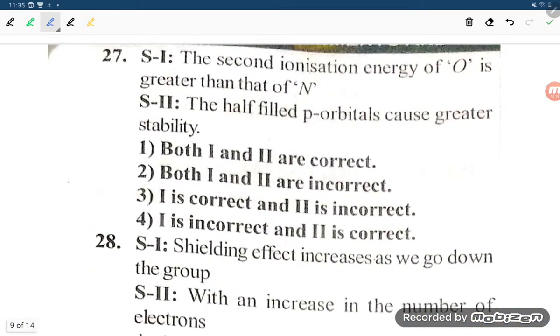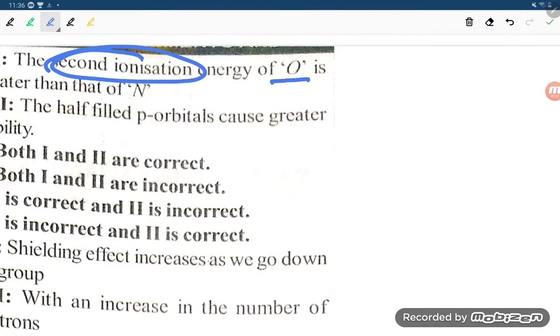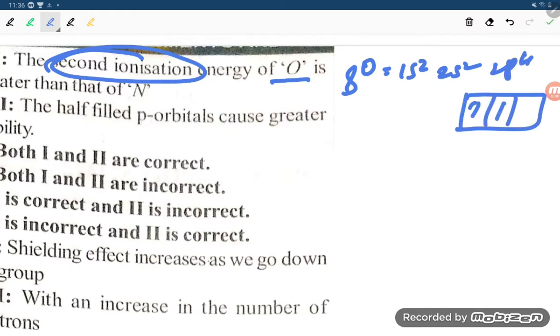Now next question, question number 27. The second ionization energy of oxygen is greater than nitrogen. Is this wrong, student? Correct, they are talking about second ionization energy. If you talk about oxygen, oxygen is 1s2, 2s2, 2p4, so this is incomplete, neither half-filled nor full. So this is unstable, student.